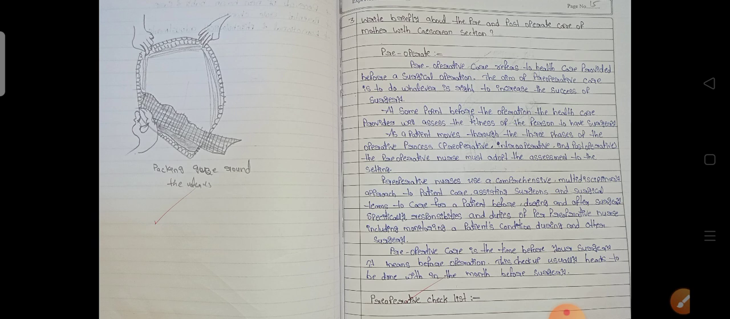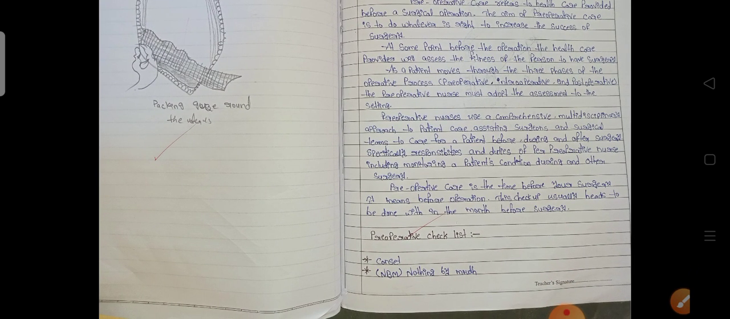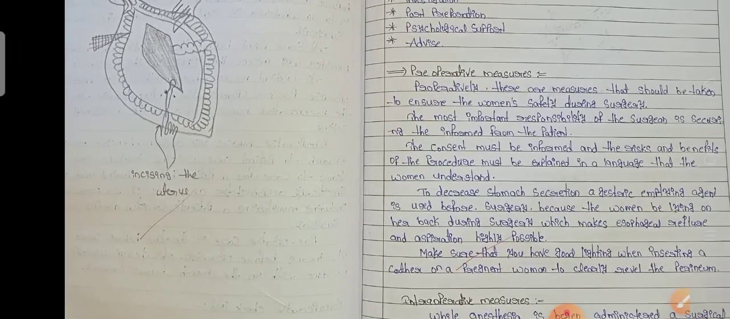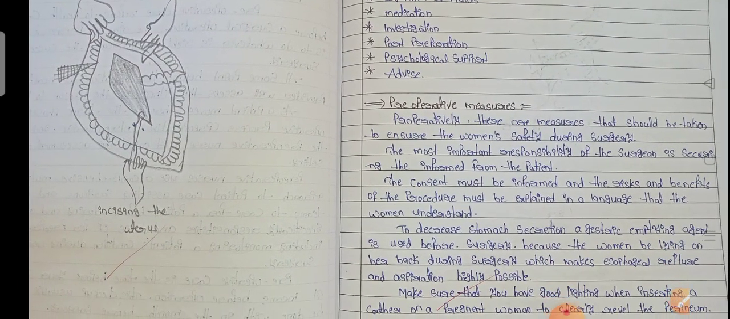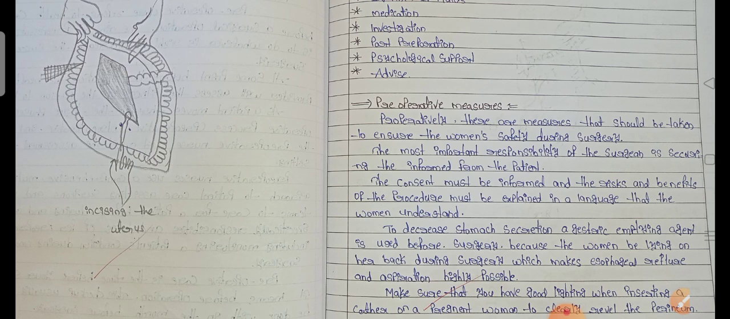Okay, so we have to pack the gauze around the uterus. This is the first step. In the checklist already. And after that we have to incise the uterus. First, gauze packing around the uterus, and the second step is incising the uterus. Incising, with the help of a knife or BP holder, we can call it a BP holder knife. We have to cut, or incise, the uterus.